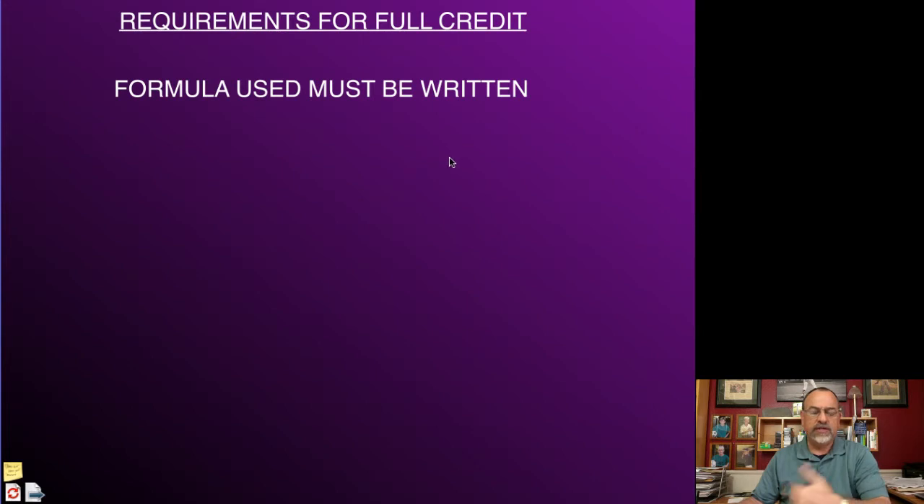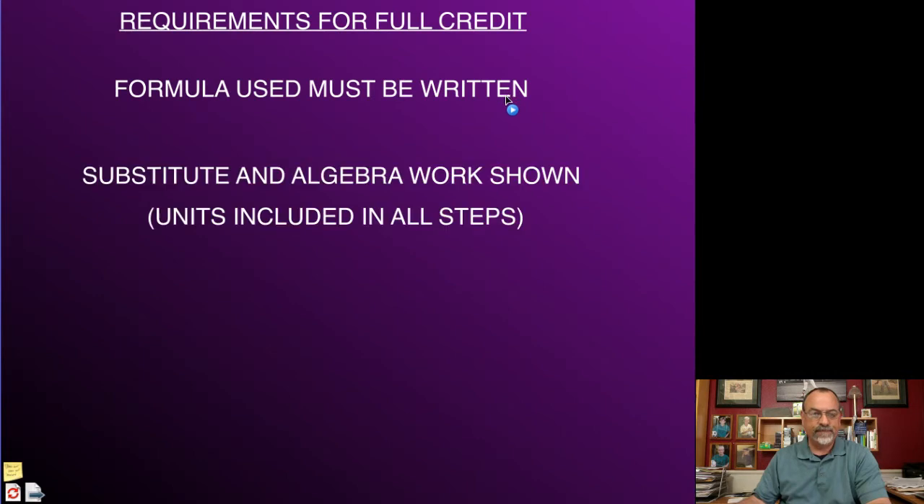So the first thing you have to do is you must write the formula that you're going to use. I don't want just numbers on your page. I want to know what the formula is that you're using. It's a way for you to memorize the formula. It's a way for me to tell if you've chosen the correct formula to use, and it also tells me if the formula is written wrong, that you haven't memorized it yet, and that's something you're going to need to work on.